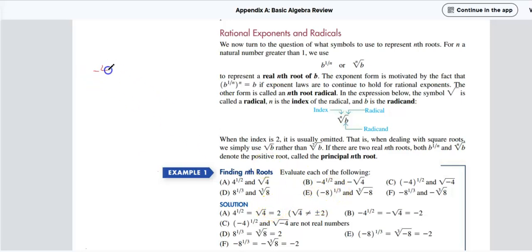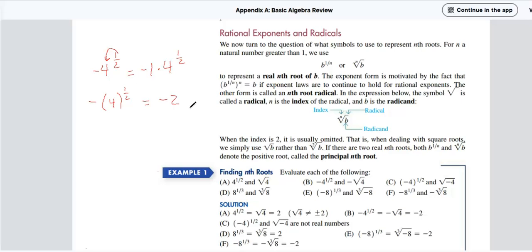If I have negative 4 to the 1/2 power, we need to know that if there are no parentheses there, and there are not, then that 1/2 is only applying to the 4. So that's basically the same thing as saying negative 1 times 4 to the 1/2 power. So 4 to the 1/2 power is 2, and a negative applied to it would be negative 2.